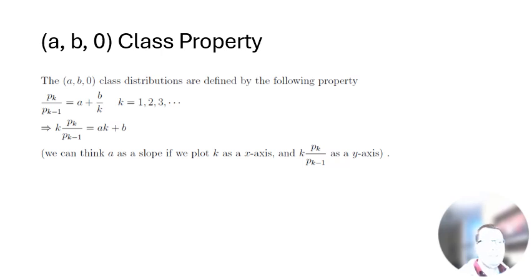p_k over p_{k-1} will be equal to a plus b over k, where k will be 1, 2, 3, etc. So if we move k to the left side, k times p_k over p_{k-1} will be equal to ak plus b. We can think of a as a slope if we plot k as the x-axis and k times p_k over p_{k-1} as the y-axis.